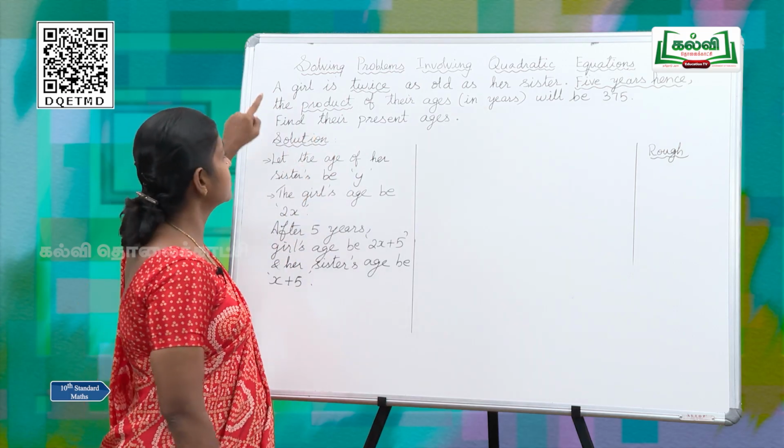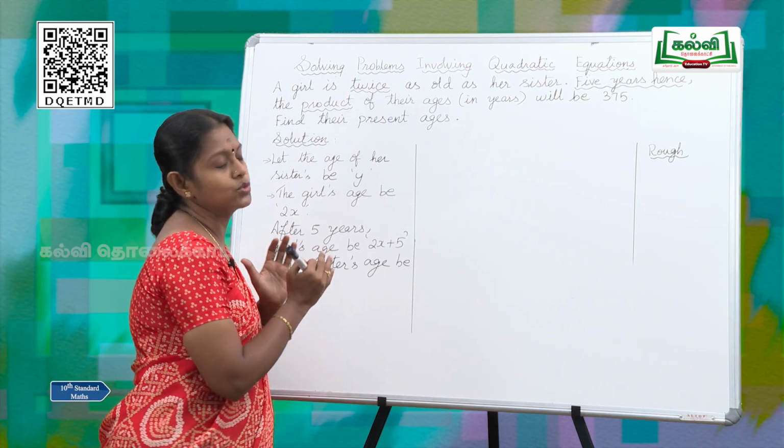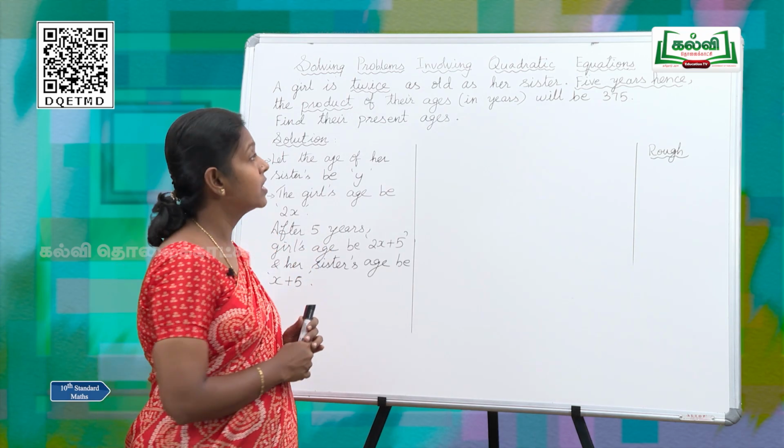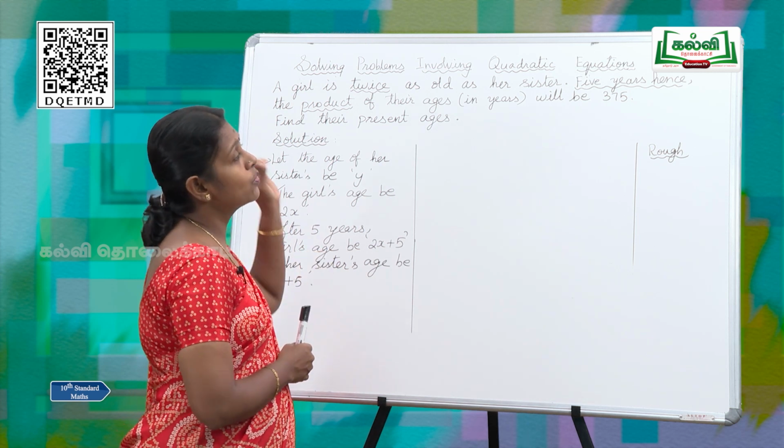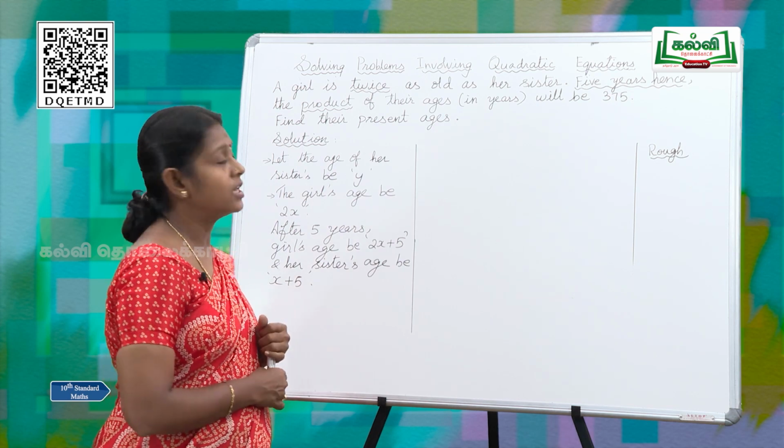Now, see the question: a girl is twice as old as her sister. 5 years hence, the product of their ages in years will be 375. Find their ages, meaning present ages we have to find. Okay. So, what are the clues, what are the keywords given in the question? That is very important, because with those keywords, we have to frame the quadratic equation.